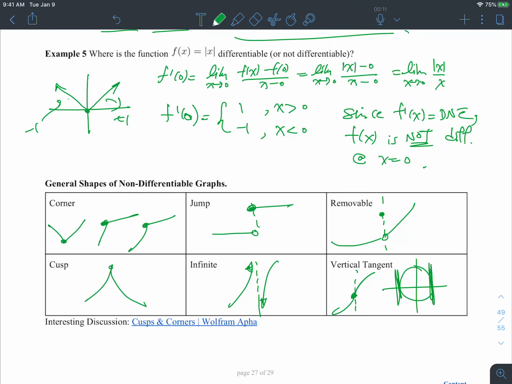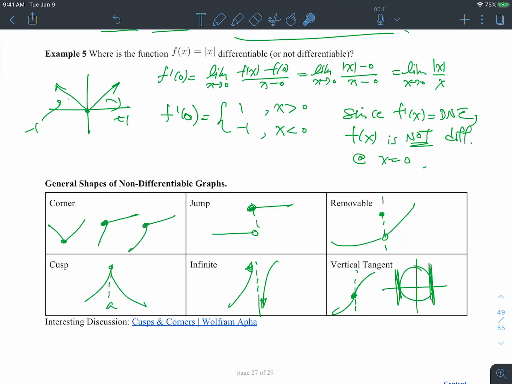A cusp is actually like this. It's hard to describe, but it creates a very sharp point. Well, that's not true. Like this V shape, it could be sharp, like really sharp, right? But it sort of curves into it. It's almost like they're going to be tangent to each other, right? That's called a cusp.